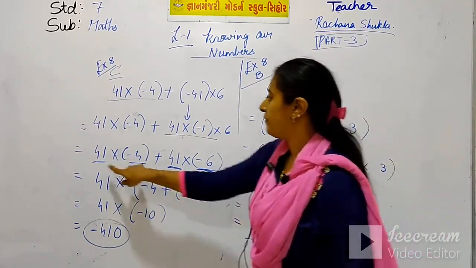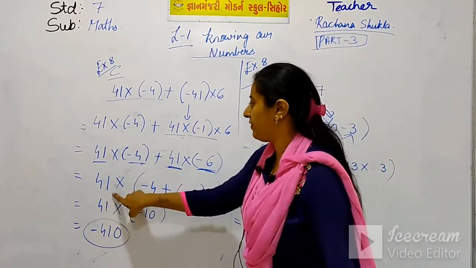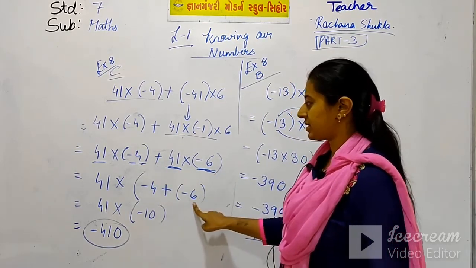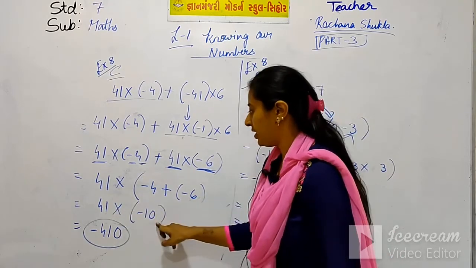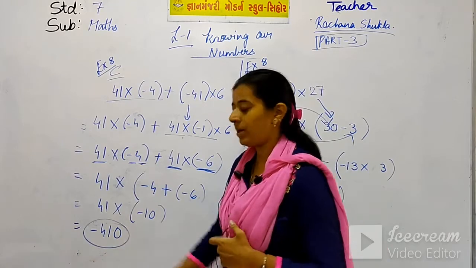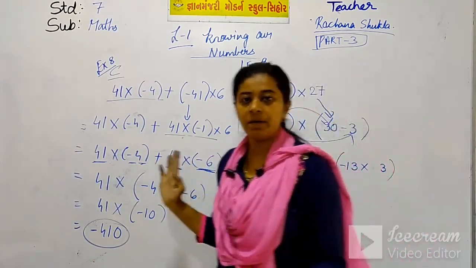Now solve it. 41 is your mother. Take out a common. 41 bracket minus 4 plus minus 6. This will be added, minus 10. 41 into 10 is 410. 410, that will be minus. Please note down this in your example book.